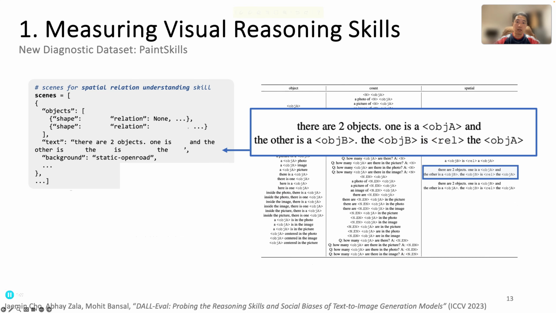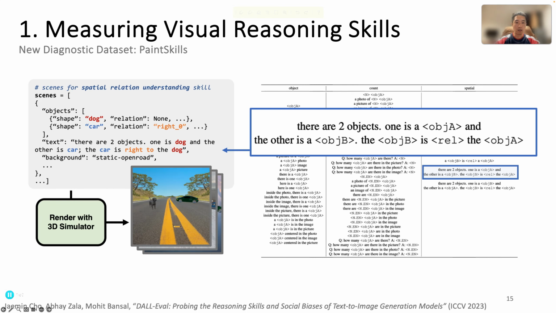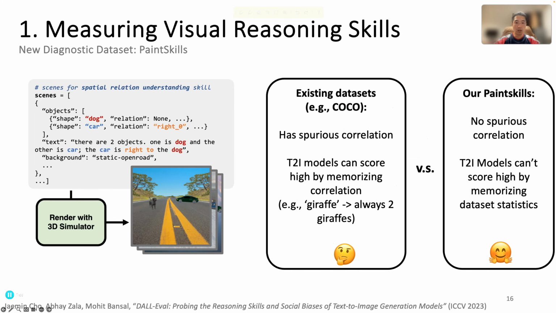We introduced PaintSkills, a diagnostic dataset for 3 visual reasoning skills. We collect the dataset in 3 steps. First, we define scene configurations and templates for each skill. Then, we generate text prompts by composing objects, numbers, and spatial relations into templates. Finally, we generate images from the scene configurations using a 3D simulator. While existing multimodal datasets have superficial correlations between objects, attributes, and relations, we explicitly control our PaintSkills dataset so that text-to-image models cannot just score high by memorizing data statistics.